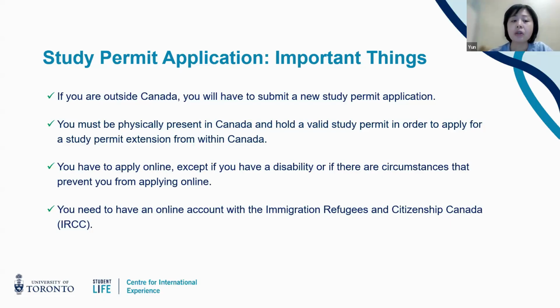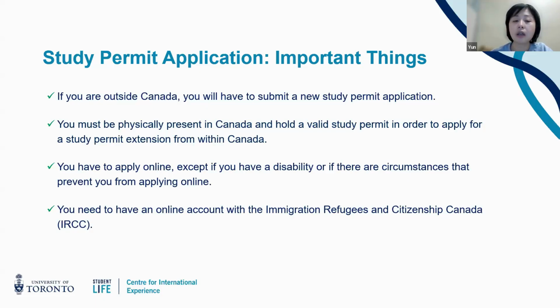When you are outside Canada, you will have to submit a new study permit application, even if your current study permit is still valid. When you are outside Canada and you submit an application, it's called a new study permit application. You don't have to have a valid study permit in order to apply for a new study permit from outside Canada. But even if you have a valid study permit, the application will be defined as a new study permit application, and the documents are different.